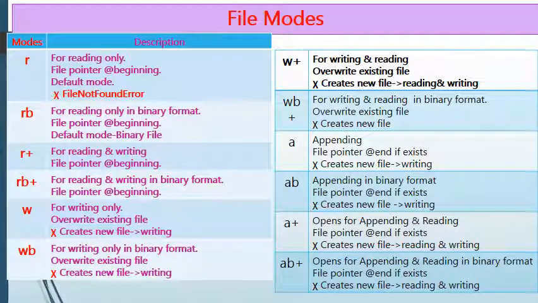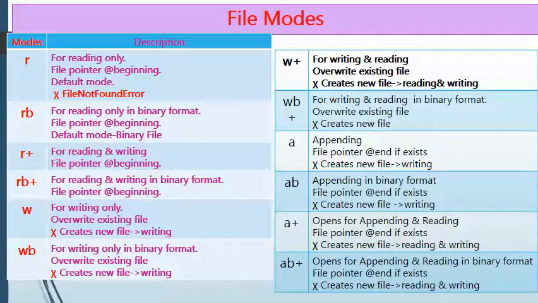WB plus is for writing and reading your information in binary format in a binary file. It will also overwrite the existing file content. If the file does not exist, it will create a new one for you. There you can do reading and writing.